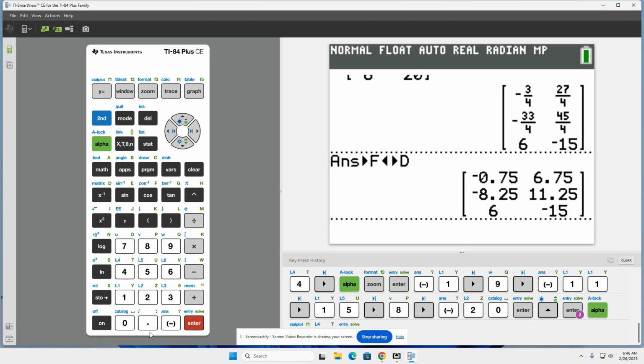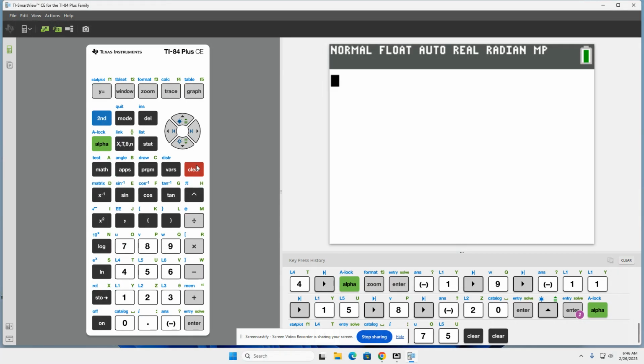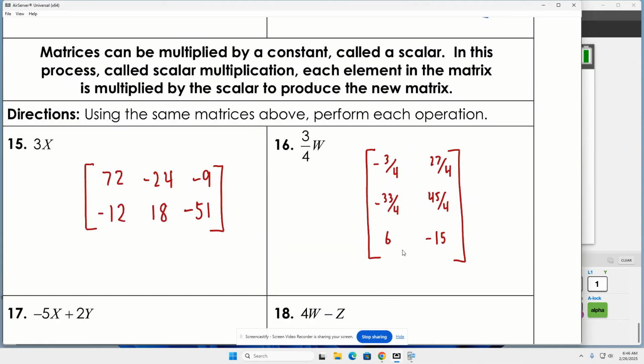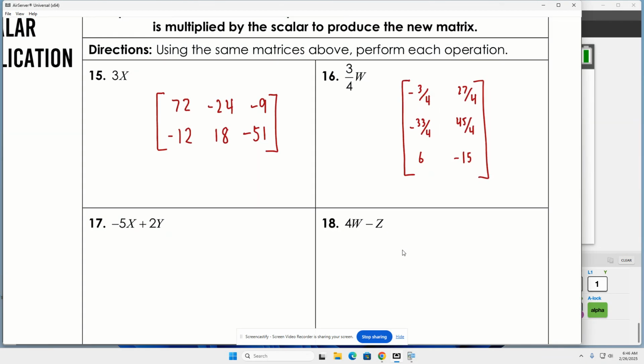We could have also done that if we'd have changed 3/4 to 0.75 right off the bat. But anyways, we didn't, and that's what we came up with. So here's my answers in case you didn't have a chance to write those down. And let's keep on going.